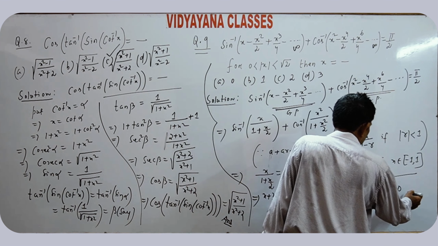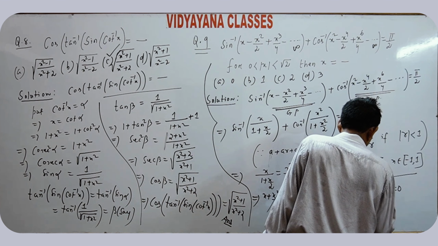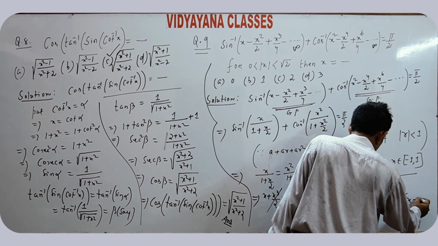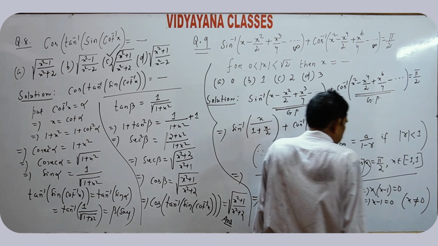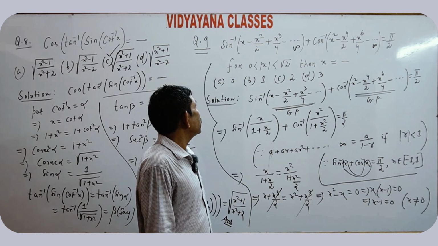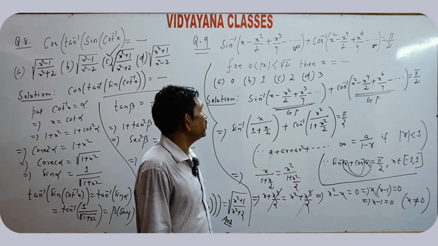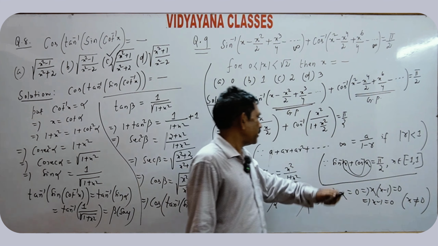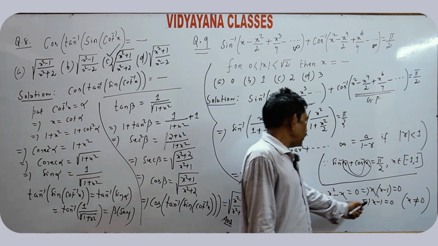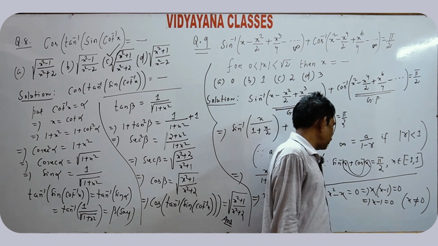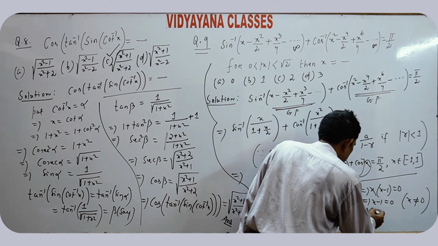Since x is not equal to 0, x minus 1 is equal to 0. If x is equal to 0, it is not defined, since sin inverse 0 plus cos inverse 0 to infinity is not defined. So x into x minus 1 equal to 0, x minus 1 equal to 0 implies x is equal to 1.